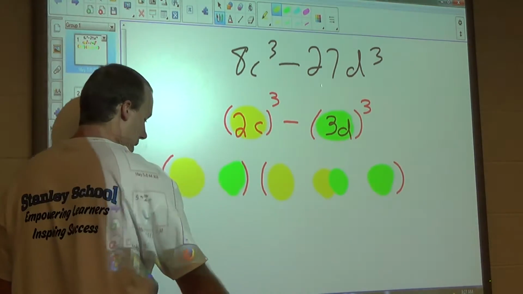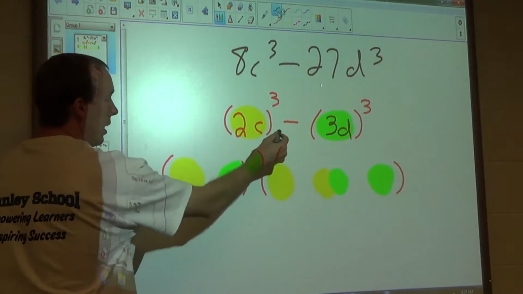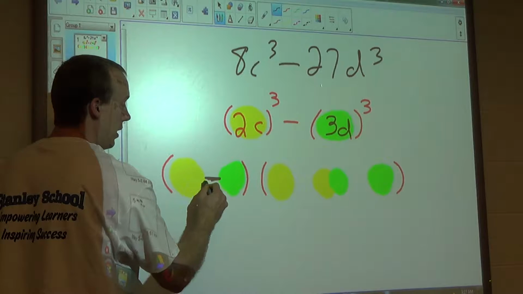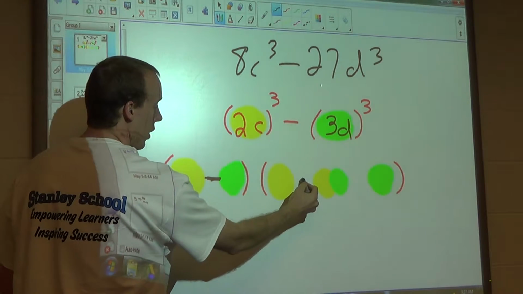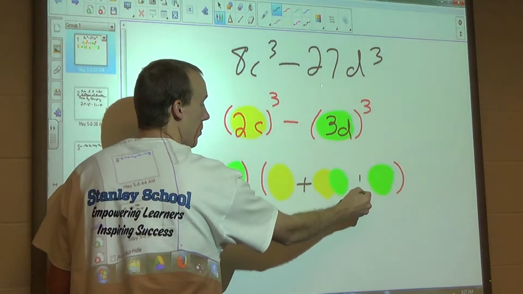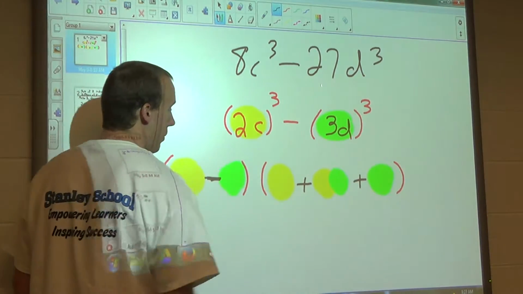Okay, and then let's put my signs in here. So if this is a difference here, then what does it have to be right here? Difference. And if this is a minus, what does the other one always have to be? Opposite. And then this is always plus. This would be plus every single time.